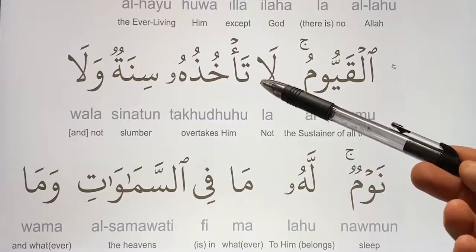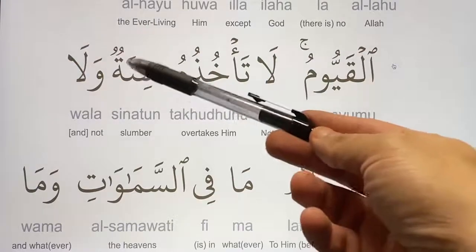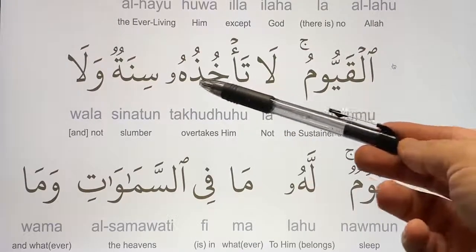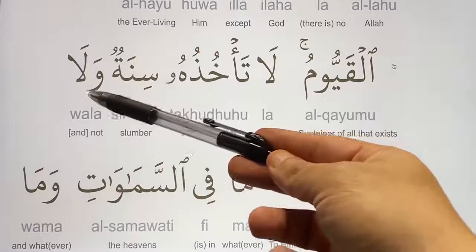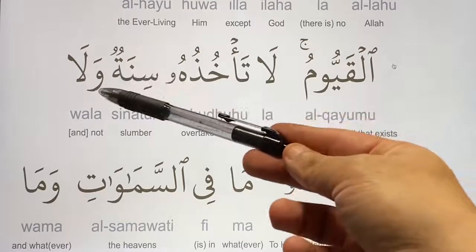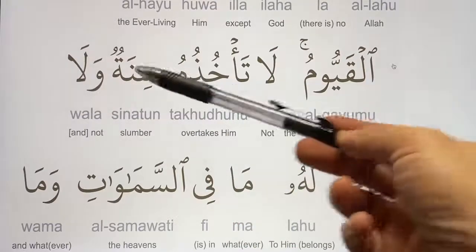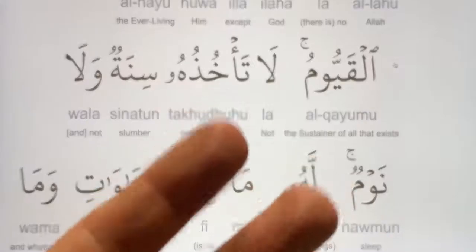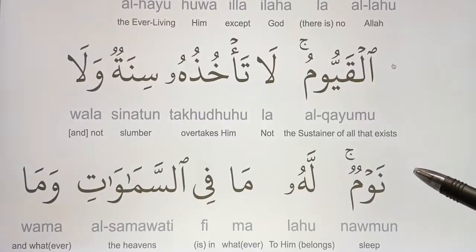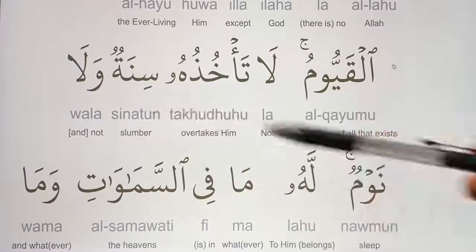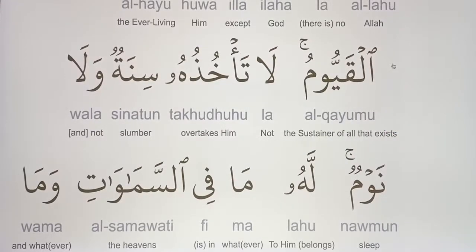Again. La ta'khudhuhu sinatun wala naum. So la ta'khudhuhu sinatun wala naum. Okay, that's part 2. So if you got that second line, move to the third. If not, rewind it. Last time again. La ta'khudhuhu sinatun wala naum. Next part.